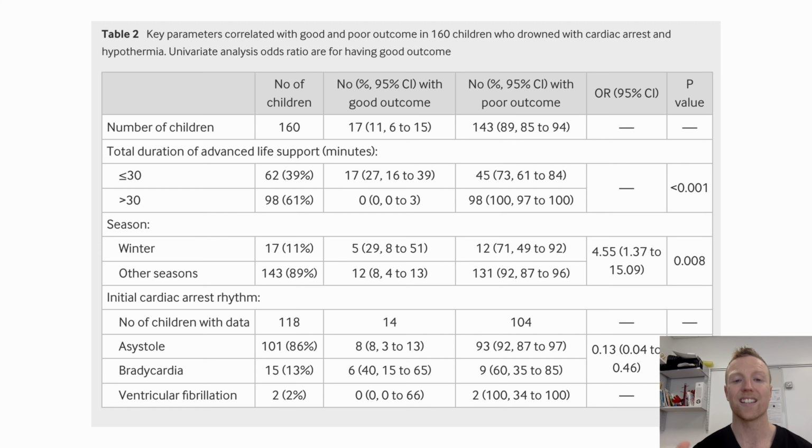Interesting to know, there was no statistical difference when they compared winter, where the water was colder (in the Netherlands the water can go between 0 and 8 degrees in the winter), compared to other seasons. And there was statistical significance in terms of presenting rhythm.